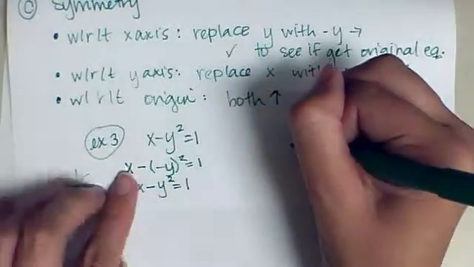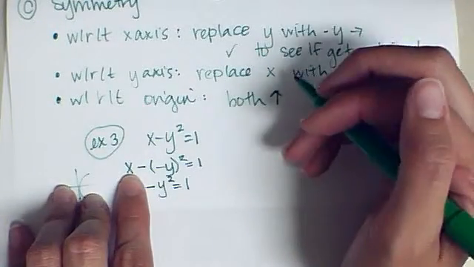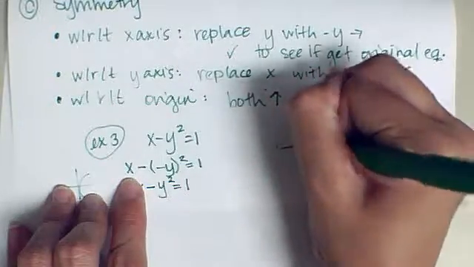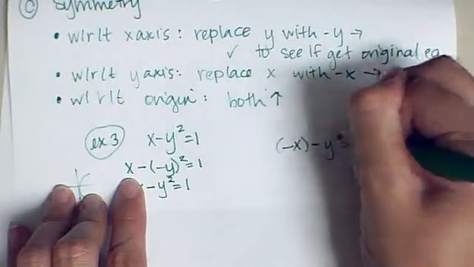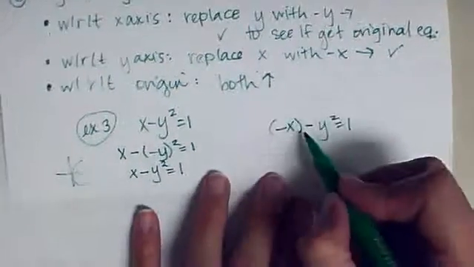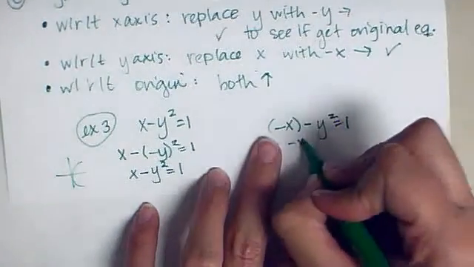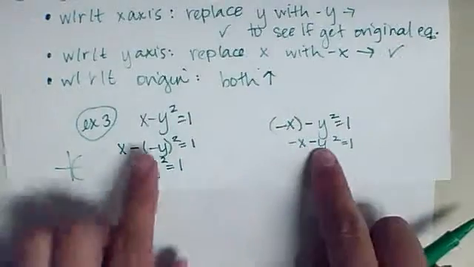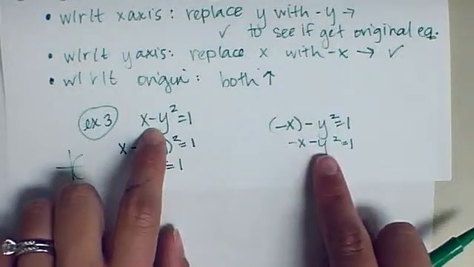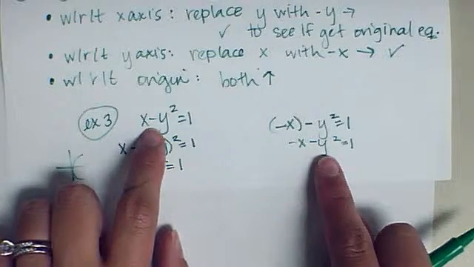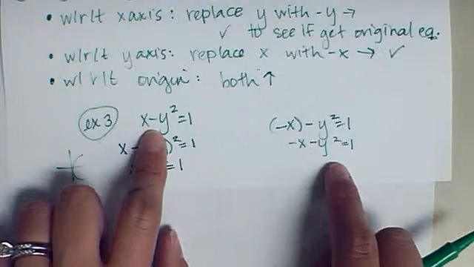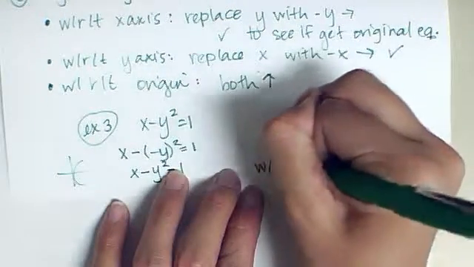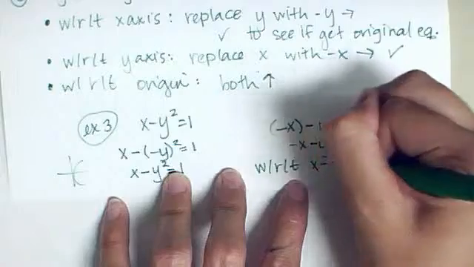If I test for the other piece and plug in, is it symmetrical with respect to the y-axis, I can replace x with negative x. And do that here. When I do that, that parenthesis doesn't change anything, and I can rewrite it as negative x minus y squared equals 1. And as you can see, this is not the same as this. There isn't anything I can do to manipulate it to be the same as this, so it does not have symmetry with respect to the y-axis or the origin. So my answer is it has symmetry with respect to the x-axis.